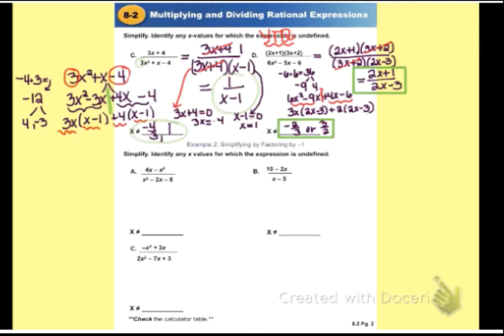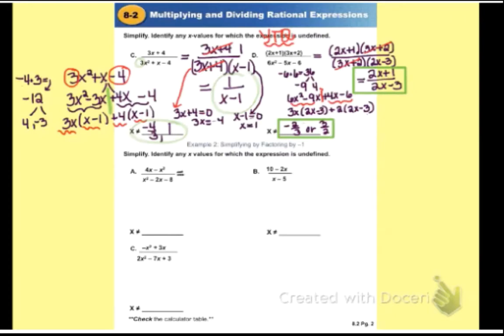So we're asked to simplify, identify any x values for which the expression is undefined. And if you notice, the example is entitled Simplifying by Factoring by Negative 1. So you'll see where that comes into play in just a second. But what I noticed right away is the numerator, 4x minus x squared, is not in the typical form I see it in, which is descending order of powers.